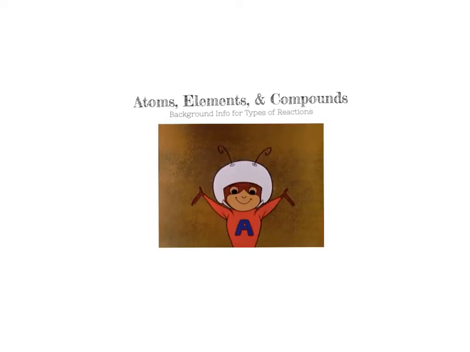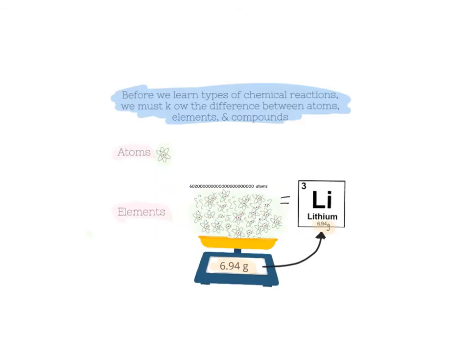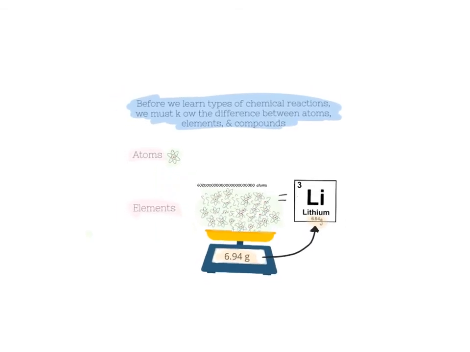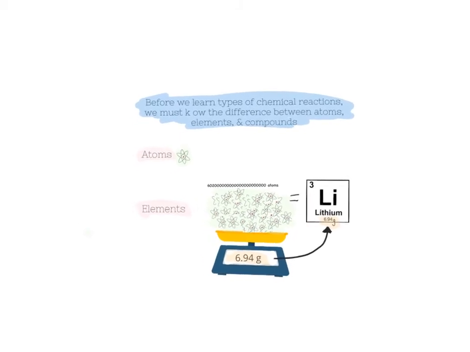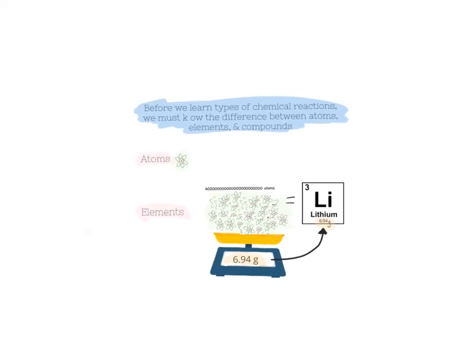All right, so today we're going to talk about atoms, elements, and compounds. Before we begin to learn types of chemical reactions, we must know the difference between atoms, elements, and compounds. We're going to start off with the difference between an atom and an element, okay? One atom, we're using a Rutherford model here. We have 3 electrons swirling around a nucleus. We know that's not the most current model of the atom, but it's really easy to visualize here.